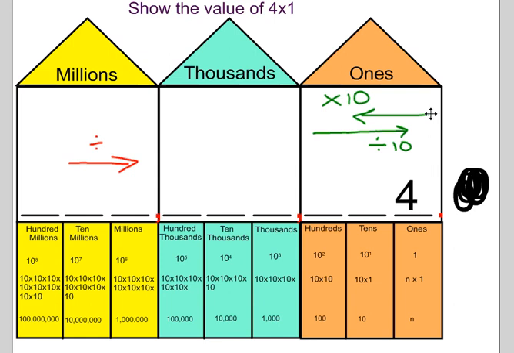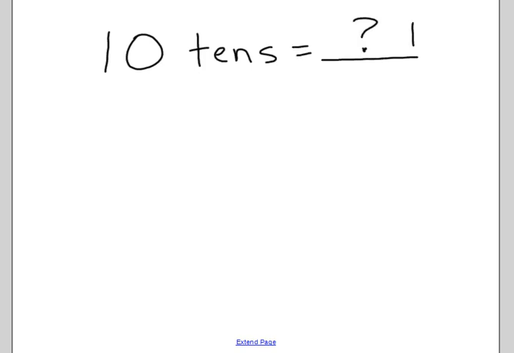So every time we multiply by 10, we move over in the place value, that's times 10. And whenever we divide or go backwards, we divide by 10 and take a zero away. Let's look at how we apply that to what's going to be on our next test. What you're going to see is a lot of questions like this. They might say, if I have 10 tens, it equals how many hundreds?